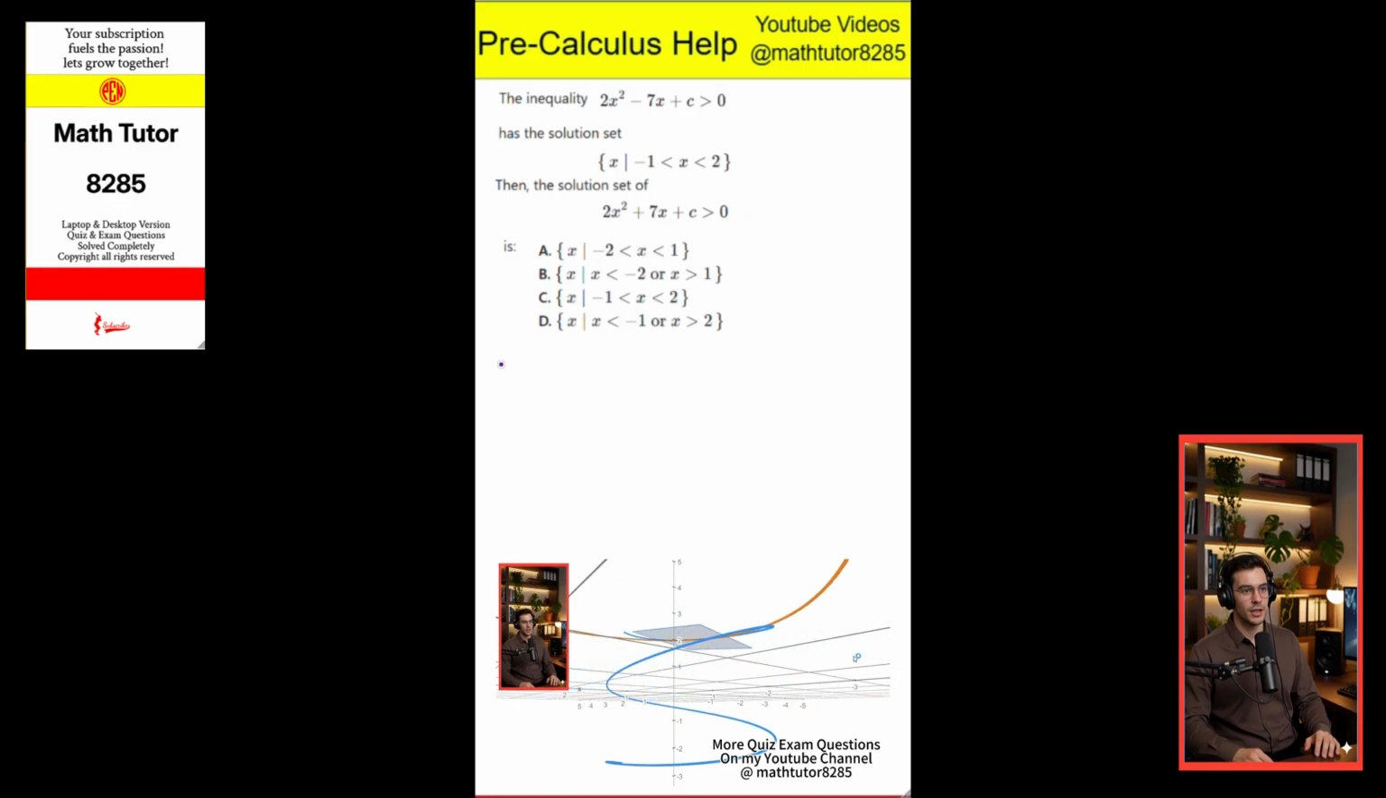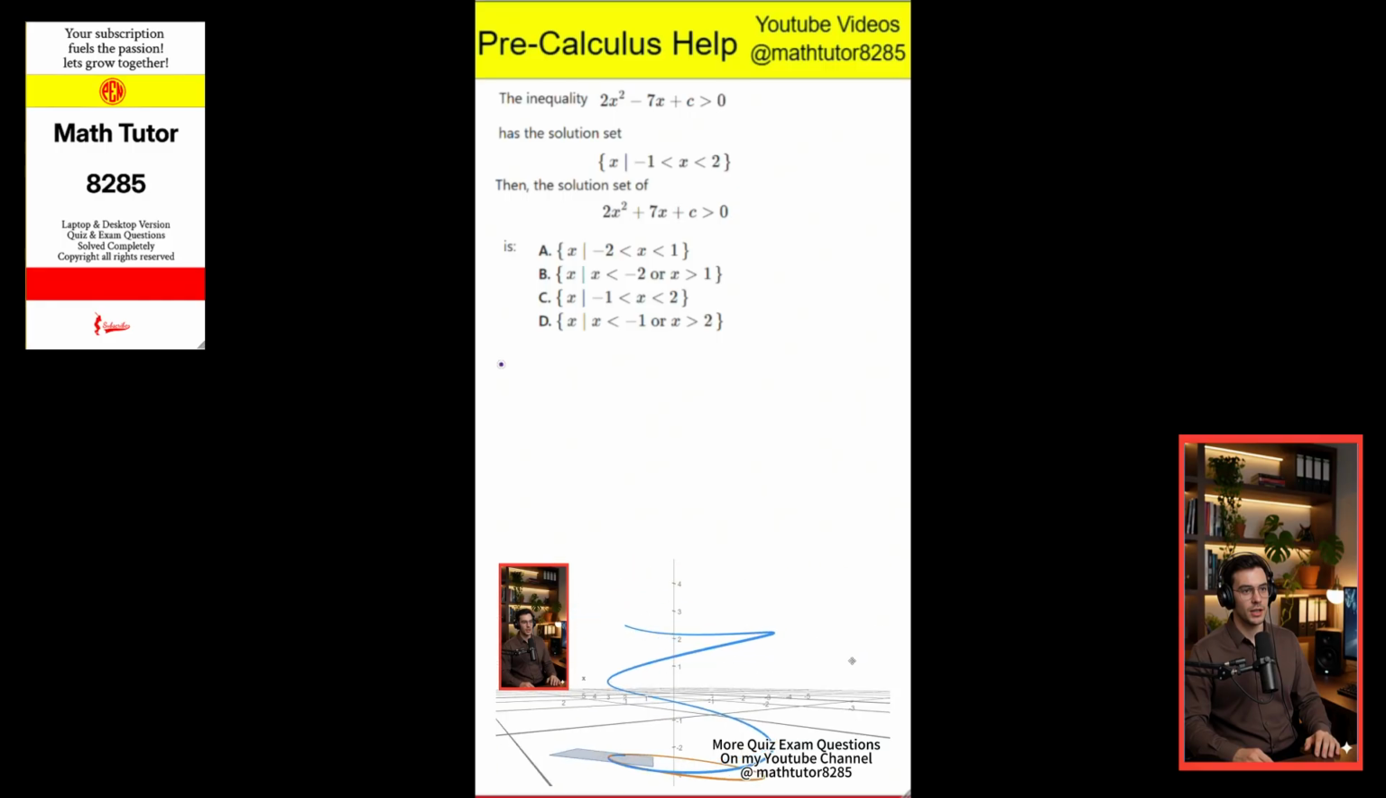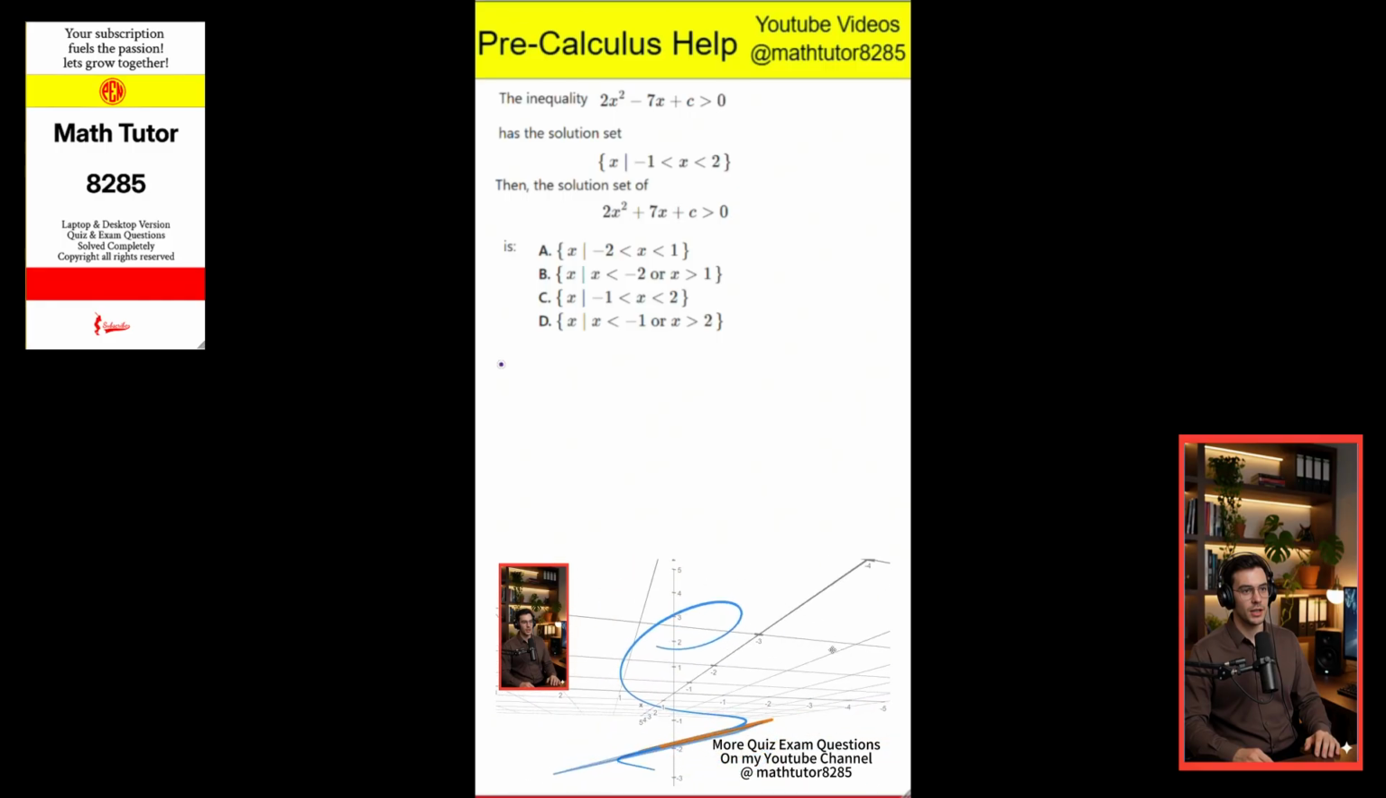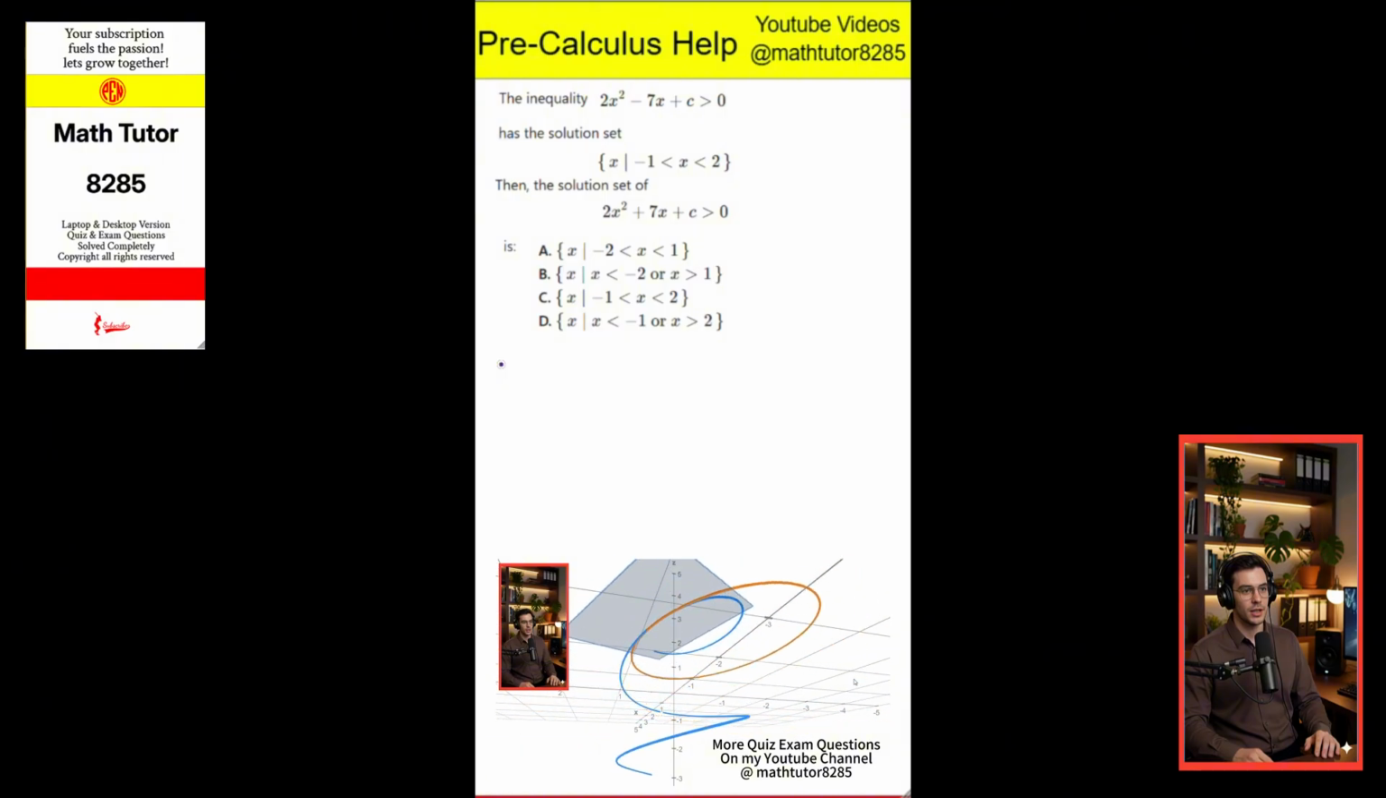Thank you so much. The inequality 2x squared minus 7x plus c is greater than 0 has a solution set consisting of all x such that x is greater than -1 and less than 2. Then, what is the solution set of 2x squared plus 7x plus c is greater than 0? There are 4 options. First step, identify the roots of the first quadratic.